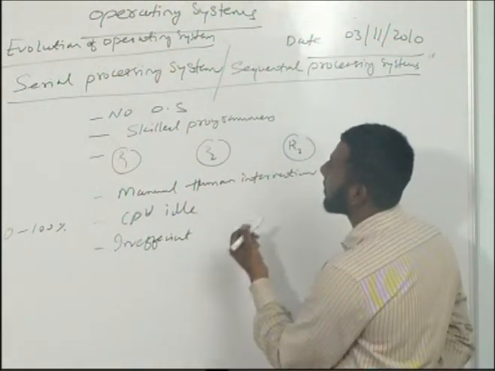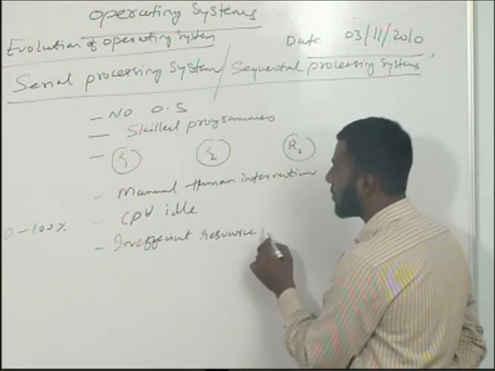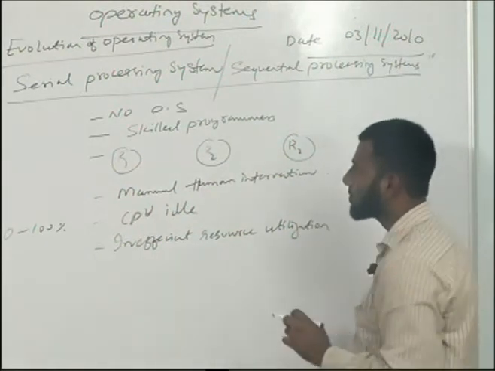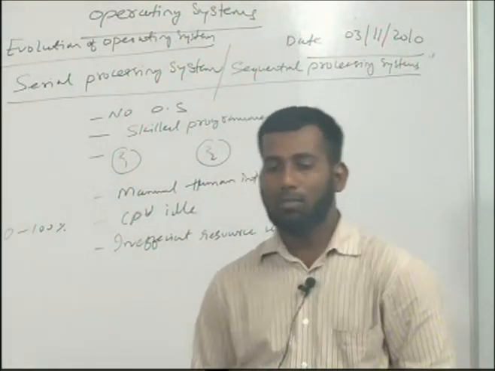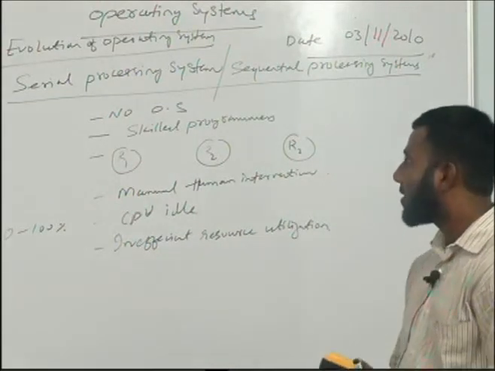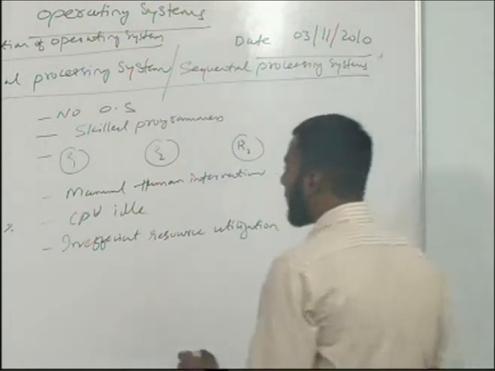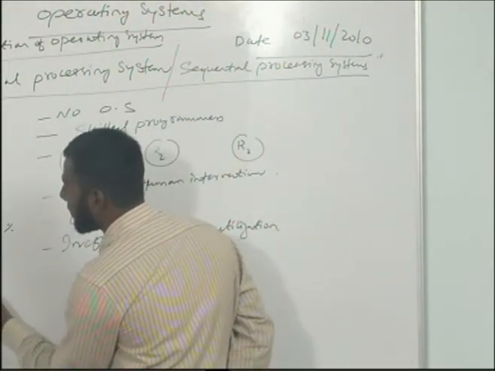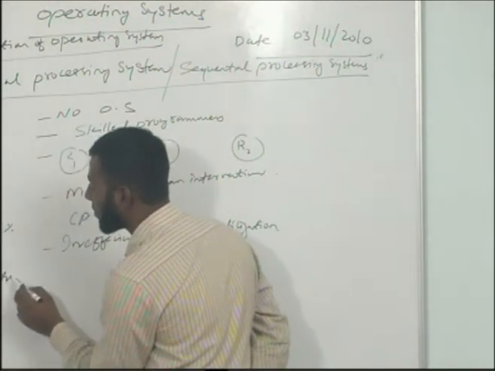Inefficient resource utilization. Now, because of this problem, because in serial processing a lot of human intervention is needed, another system comes which is called batch processing. Now, in batch processing, we have a few things here.